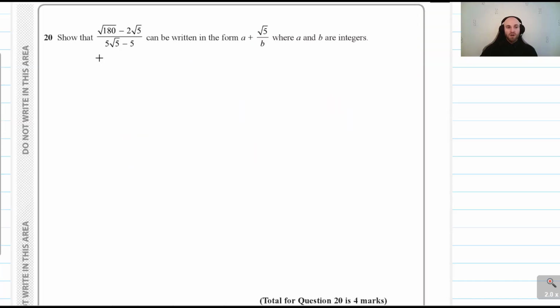So question 20, show that root 180 minus 2 root 5 all divided by 5 root 5 minus 5 can be written in the form a plus root 5 over b, where a and b are integers. Okay. So it looks awful. It looks like a horrible question, but if we just break this down into stages, really not so difficult. Not so difficult at all. It's an easy 4 marks actually.